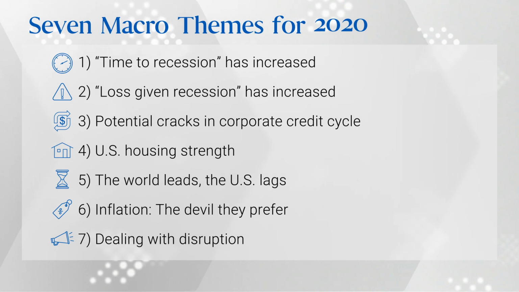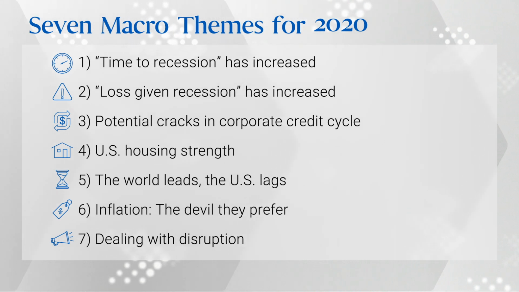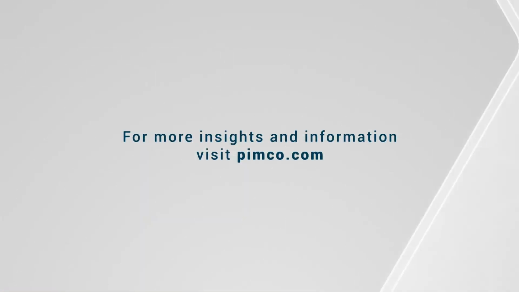And then 7th, but not least, dealing with disruption. That's a familiar theme to many of our viewers and our clients because that was the title of our secular outlook last year. And we think this year will again be very much about dealing with disruption, particularly from politics and from geopolitics. So think about China-US, think about the US-Iran conflict, think about the upcoming elections in the US. We think this will continue to be a big focus in the course of this year.